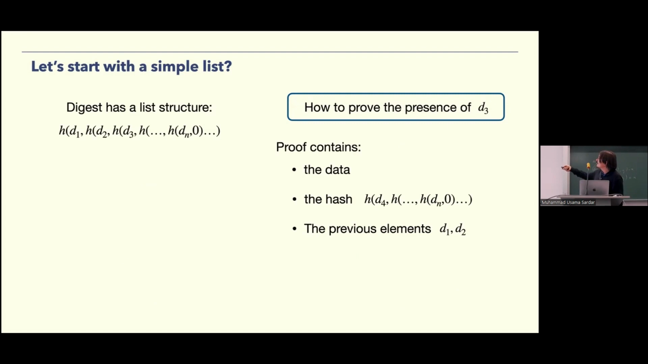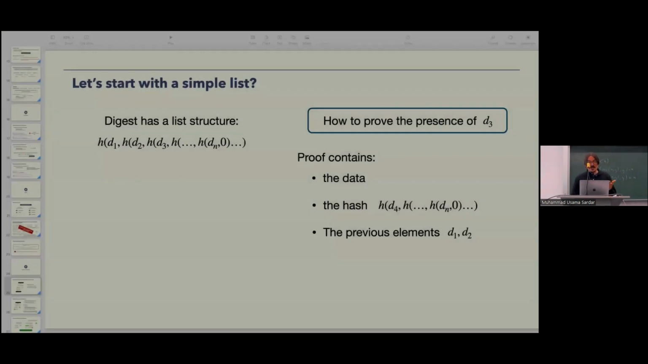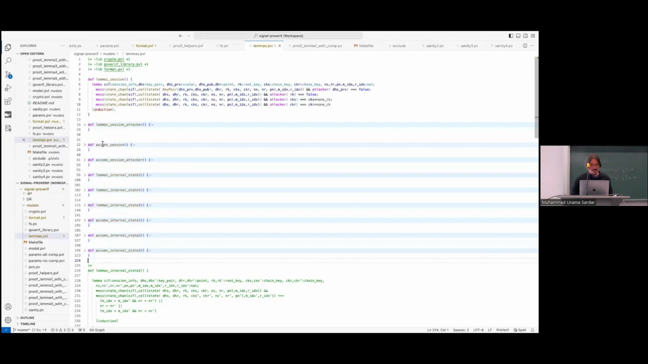So here the proof of some data, let's say D3, would be the rest of the digest after, which would be D4 up to the end, and the previous elements, D1, D2. So if you want to verify it, you compute the digest of D3 with what you got here, then you hash with D2, then hash with D1, and you compare with the element that you got. Okay, so now can you model this in ProVerif?